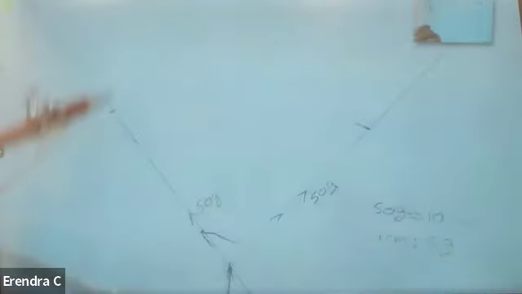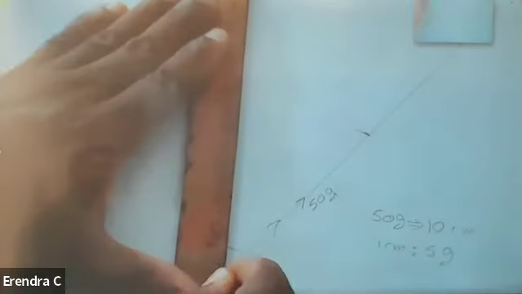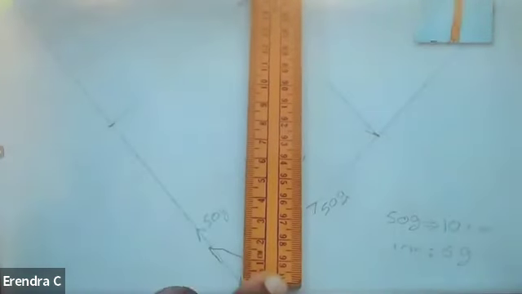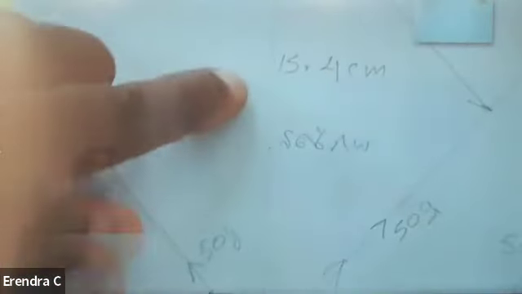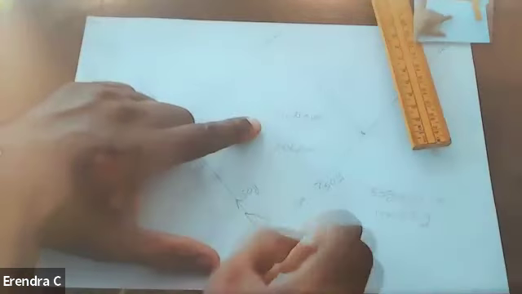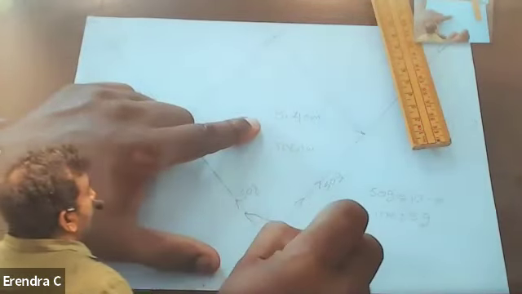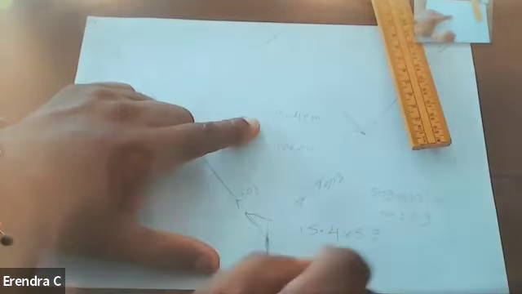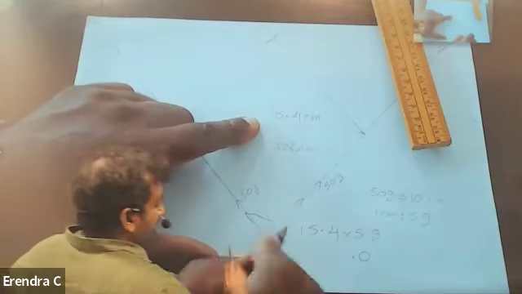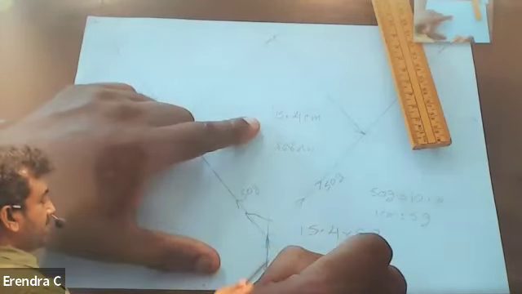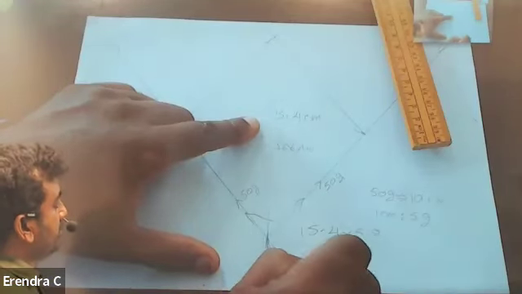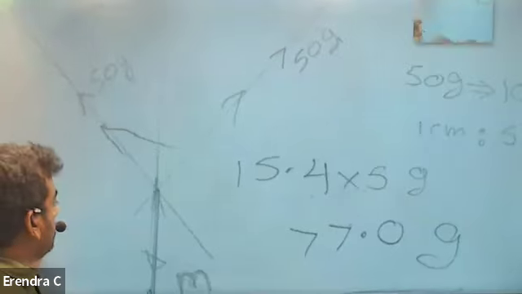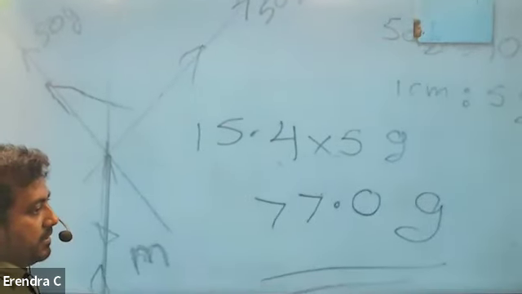So now he's using the compass method, which is the easiest. So check the diagonal: 15.4 centimeters. So 1 centimeter, 5 grams, multiply this by 5. So how much? Around 77 grams. So how do you check it? Now the stone is there, no? You can use a triple beam balance to check it. There you go, 77 grams.